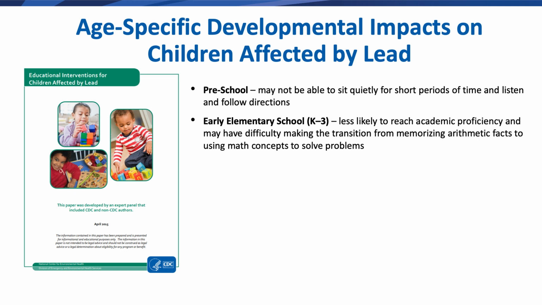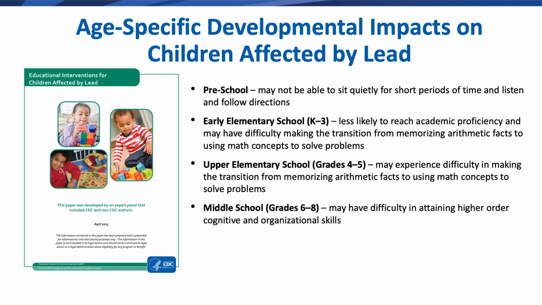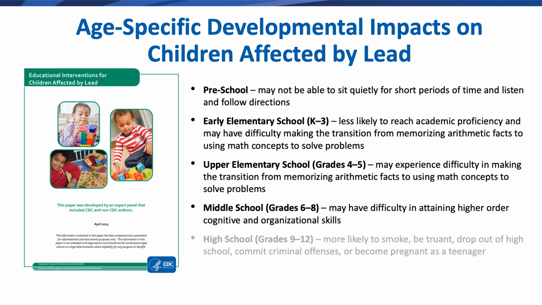These challenges may continue in upper elementary school, grades 4th and 5th, which may result in continuing difficulty in moving forward in the grade school curriculum. By middle school, grades 6 through 8, they may have difficulty in attaining higher-order cognitive and organizational skills. By high school, grades 9 through 12, children exposed to lead as teens are more likely to smoke, be truant, drop out of high school, commit criminal offenses, or become pregnant as a teenager.